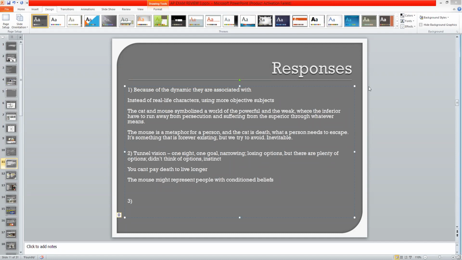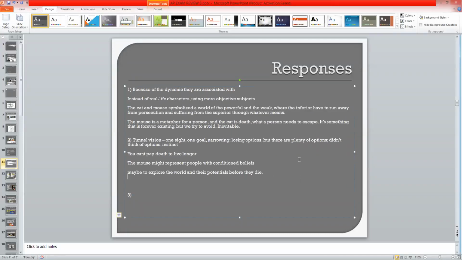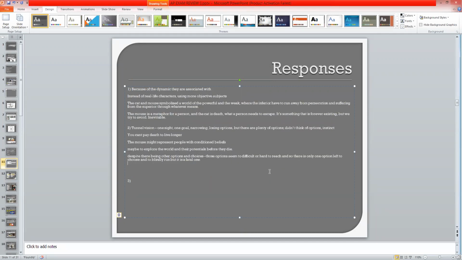Melly mentions the mouse might represent people with conditioned beliefs. Yeah, absolutely. This mouse basically grew up and thought to itself, this is the only way I can live life. This is the only way where I can go until someone clarifies it for them here. Kimberly throws out, maybe to explore the world and their potential before they die. Yeah, it seems like a lot of the story is suggesting that you should do that instead, because death is not an option most people want. So it seems that Kafka perhaps suggests that we should explore other alternatives.